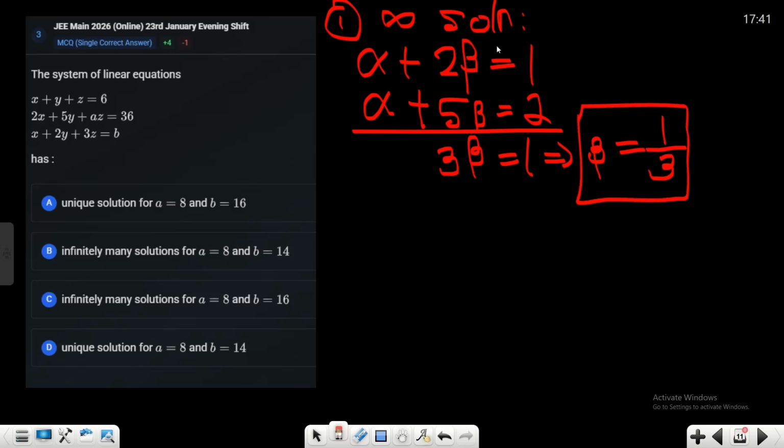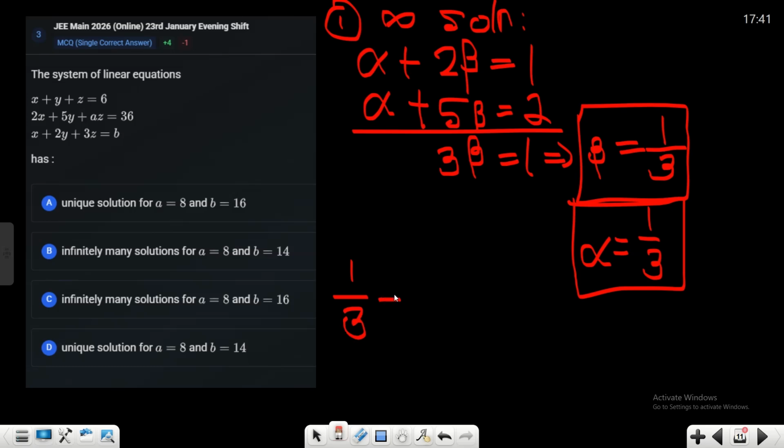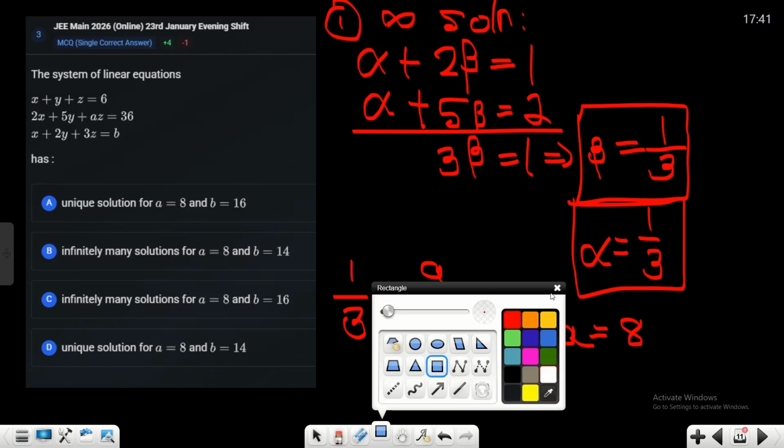Now if I substitute 1 by 3 in the first equation, you will get alpha as 2 by 3. Now let me do similar equation framing with the z coefficients. So alpha times 1, plus a times 1 by 3, which is a by 3, should be equal to 3. Now if I cross multiply and subtract by 1, you will get a as 8. So one thing is clear, that for infinitely many solutions, a has to be equal to 8.